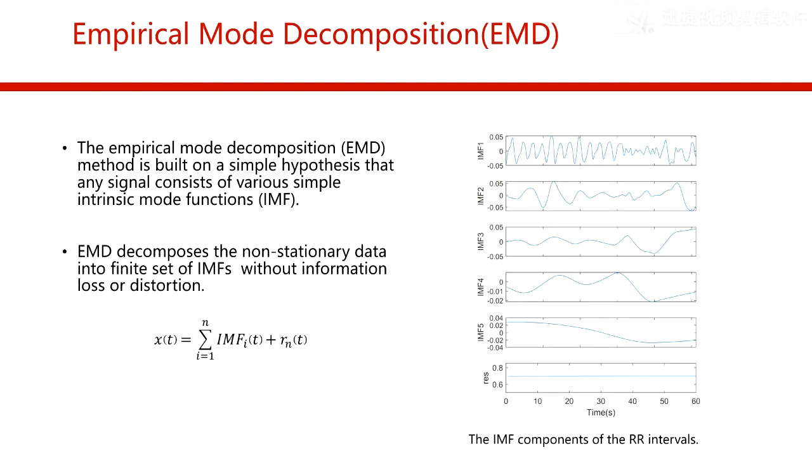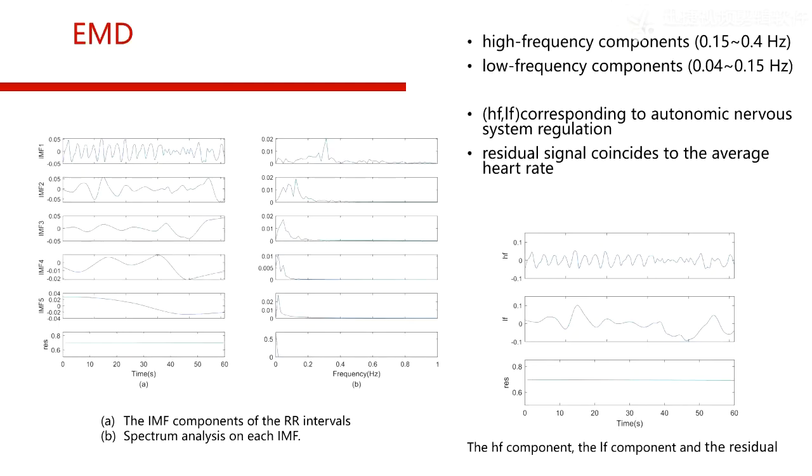HRV signals can be decomposed by EMD to obtain component signals of different frequencies. Through this way, we can obtain a set of IMF signals and residual. We conduct spectrum analysis of IMF signals to get the frequency distribution relations of each IMF.